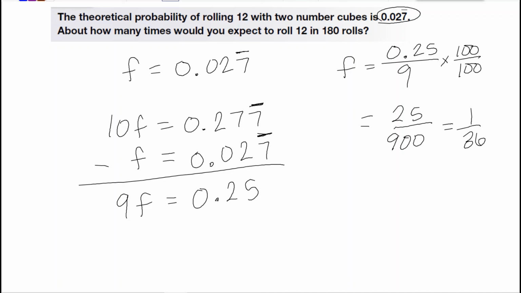That means that I could expect 12 to come out about 1/36 of the times I roll a pair of number cubes, or dice. So I'm going to find 1/36 of 180 rolls. That gives me 180 over 36, which equals 5. So I should roll 12 about 5 times out of the 180 times that I rolled the number cubes, or the dice.